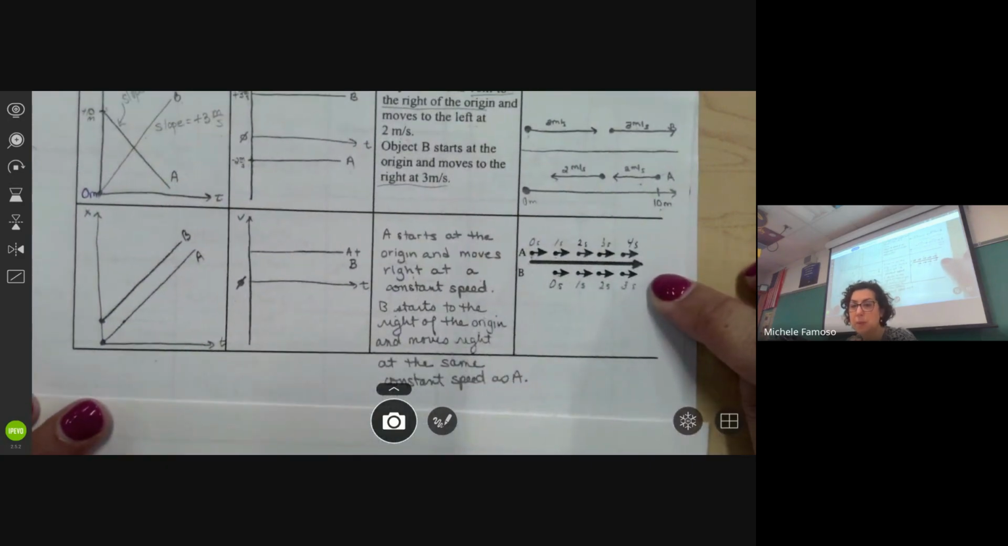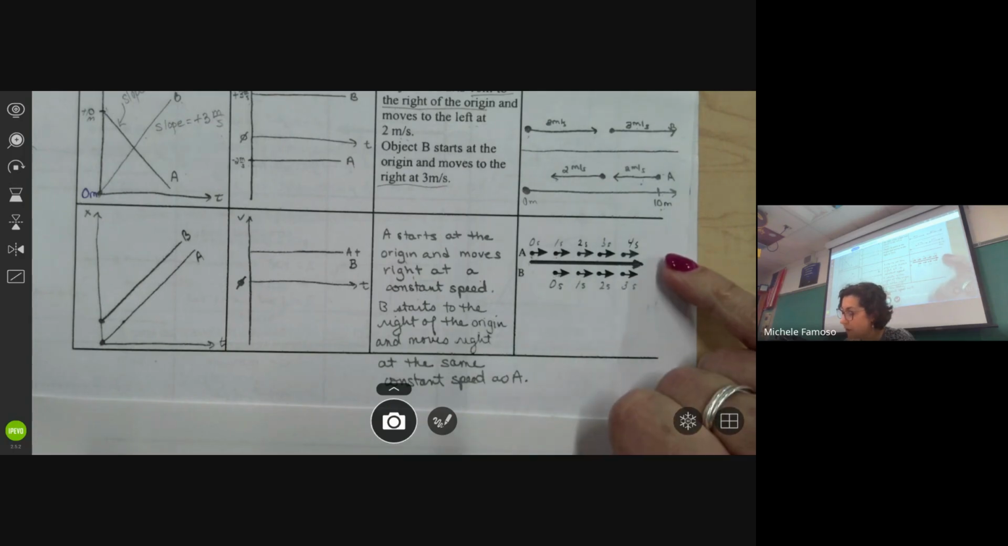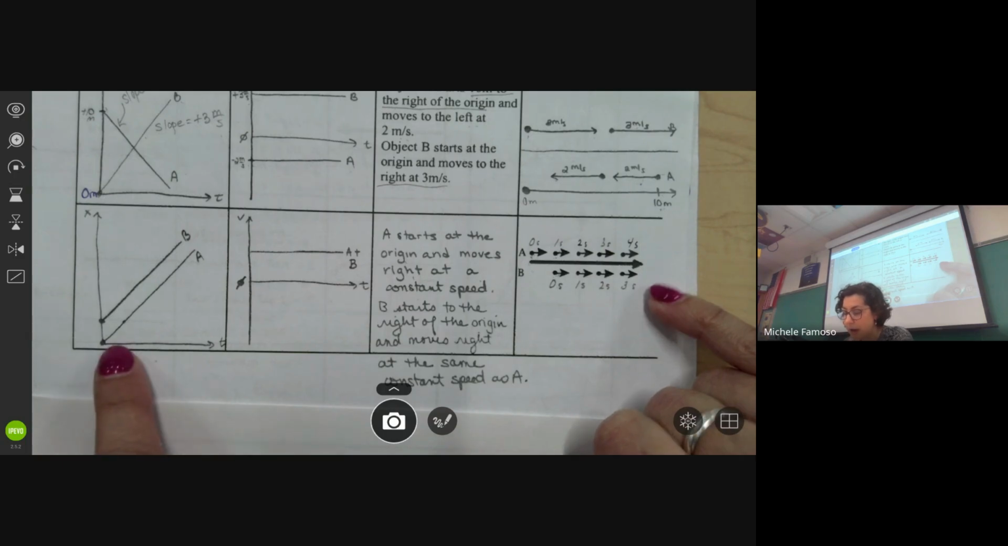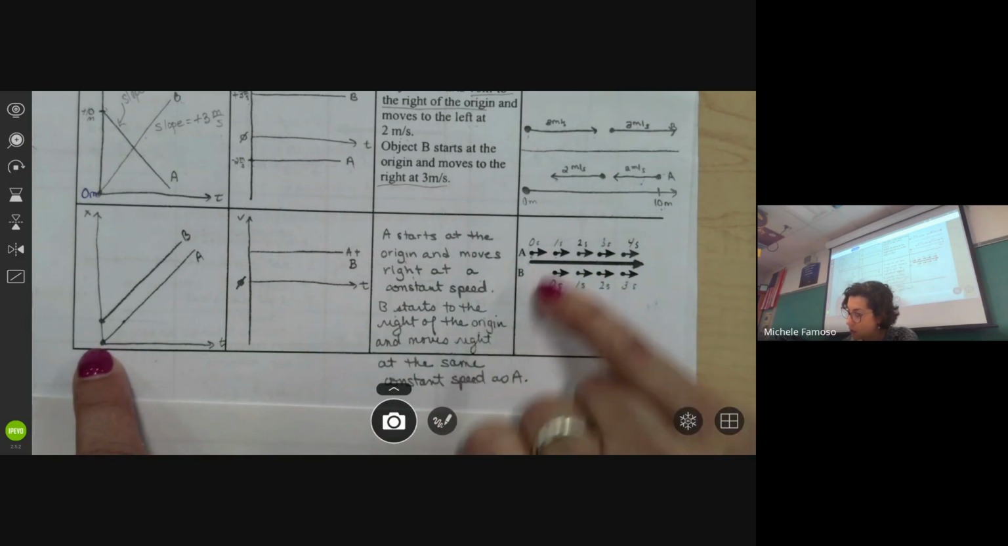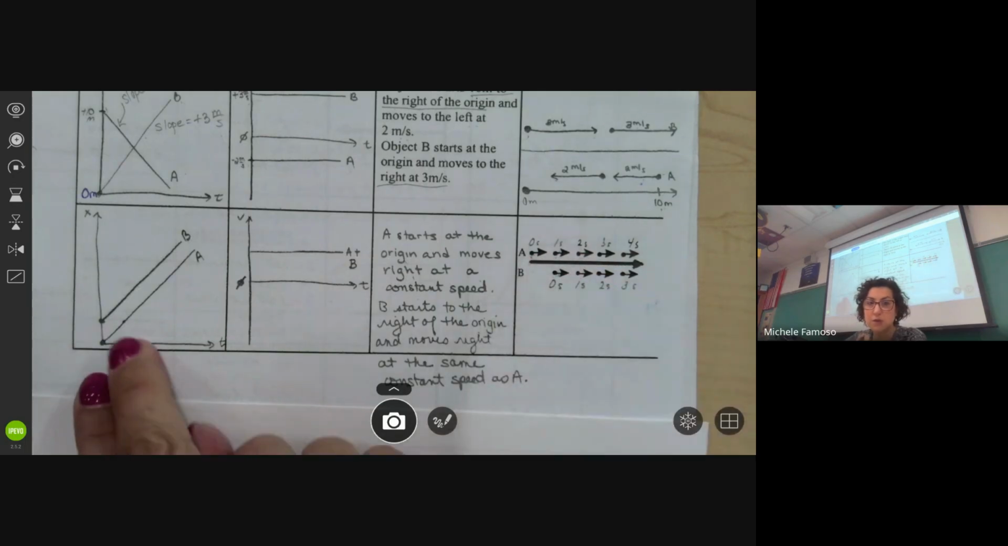Okay, the last one, we were given this motion map, and you can see I labeled the times on there. So A is traveling for 4 seconds, but B is only traveling for 3. So object A is starting at the origin. B is starting ahead of it. So that's why B's y-intercept is above A's.